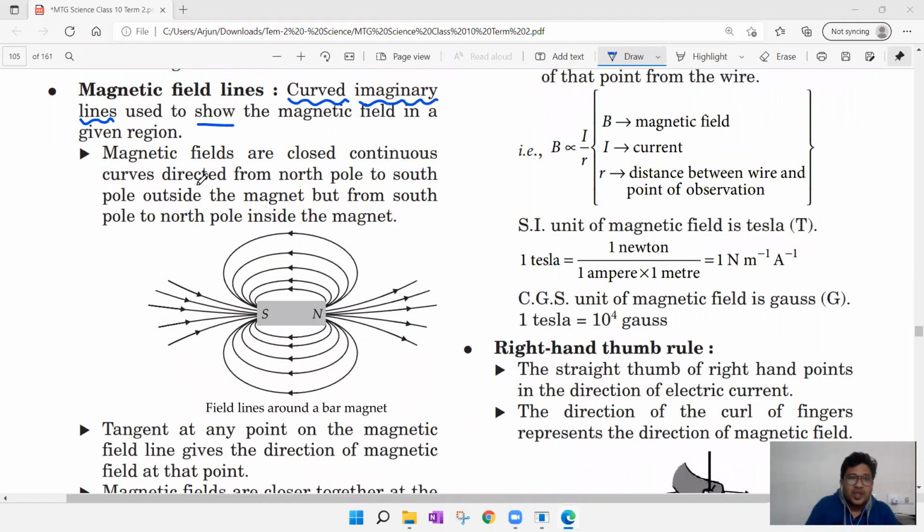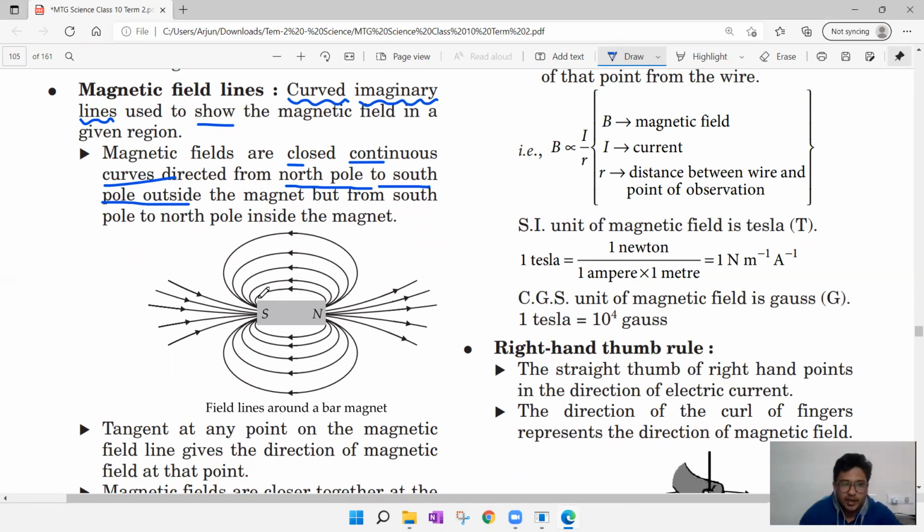Number one, magnetic field lines are closed continuous curves. So they are closed. There is no starting point, no ending point, something like that. It is closed and it is continuous. Always the magnetic field lines are continuously in motion. And the curves are directed from north pole to south pole outside.